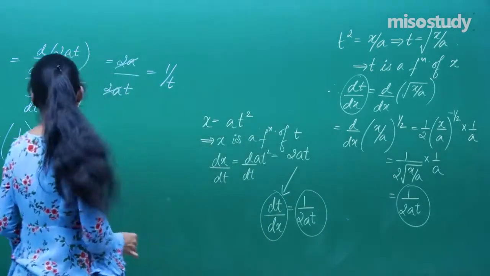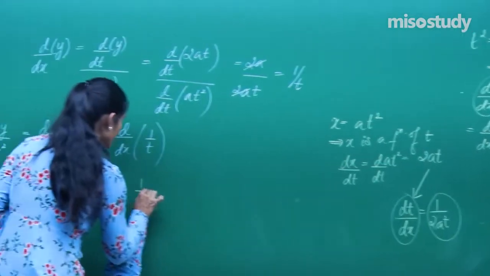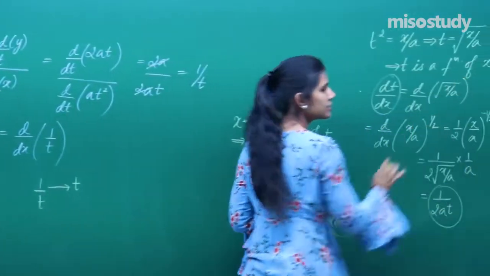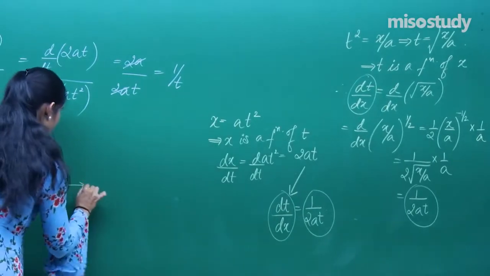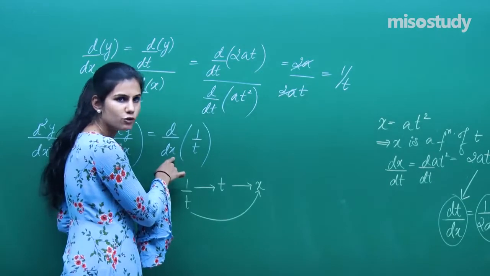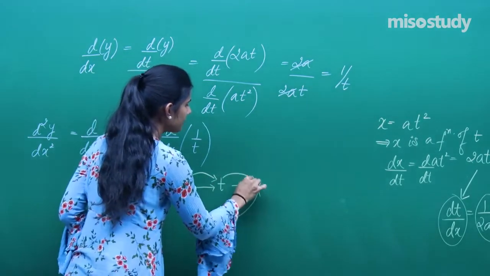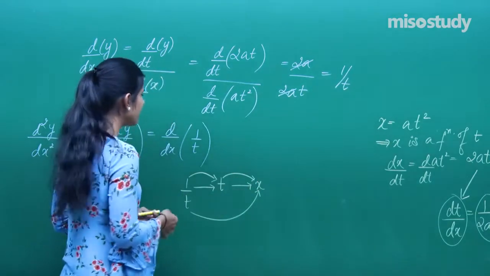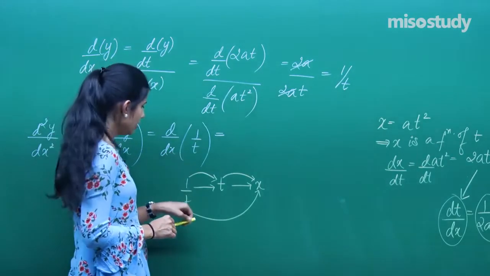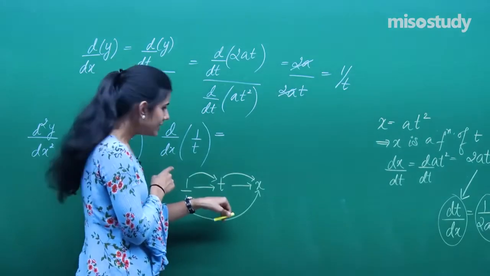Why am I telling this to you? Because over here you are wishing to compute d by dx of 1 by t. 1 by t is a function of t, and t, as I told you, is a function of x. So if you wish to compute 1 by t's differentiation with respect to x, you will have to use the chain rule of writing differentiation of 1 by t with respect to t multiplied by differentiation of t with respect to x. So let's do that. Directly you cannot compute this differentiation because t is not a direct function of x. 1 by t is not a direct function of x.